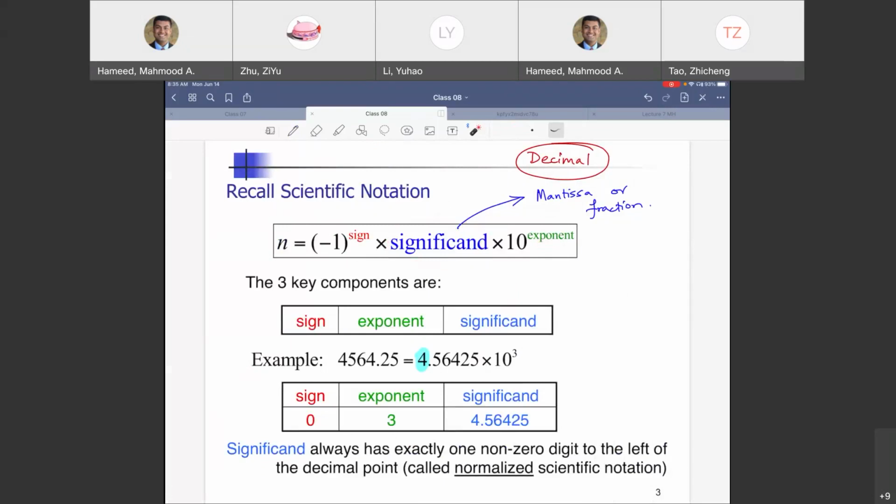How many bits do you need for sign? So when you think about it in binary, how many bits do you think you would need for sign? 1, right? Just 1 bit you would need for sign. 0, positive, 1, negative, done, right?